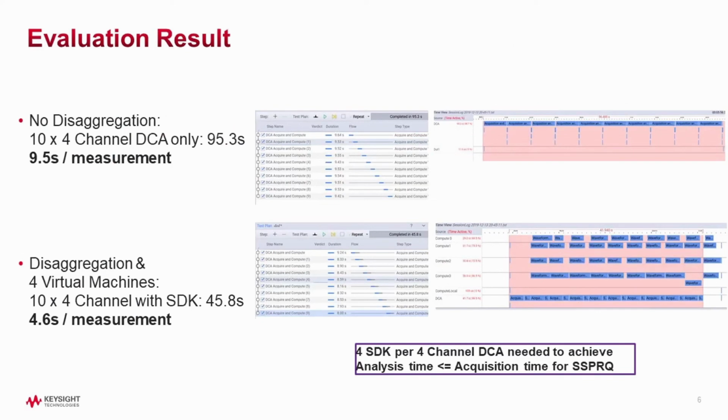Finally, comparing both experiments shows that the disaggregation and parallel processing improve the measurement time by a factor of 2 and reduce the test time by half over the traditional approach. In addition, the DCA acquisition hardware utilization is now increased to almost 100%.